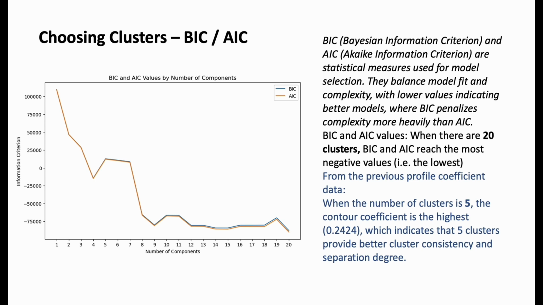The second way is using BIC. From this graph, we can see when there are 20 clusters, they reach the lowest, that is the best. However, from the previous method, 5 is the optimal. So which one would be more suitable?